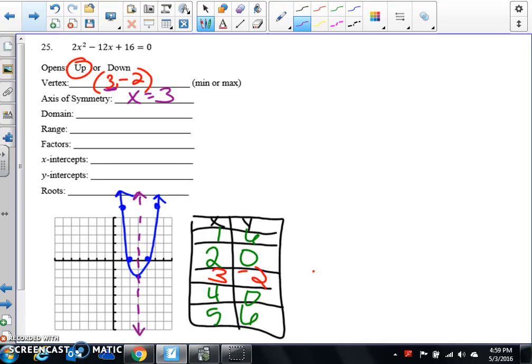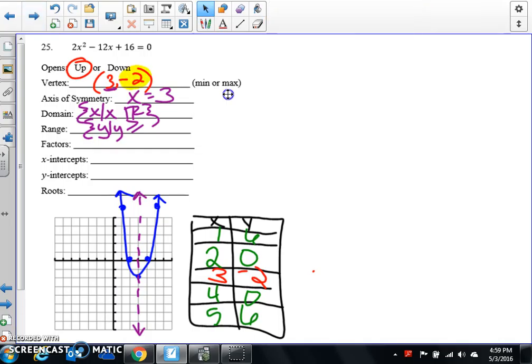And then I need to find the domain. The domain is always x for all real numbers. That's for parabolas only. Our range is y for all y, my numbers are getting greater than or equal to, and then I take whatever the y value of the vertex is. So that would be -2.